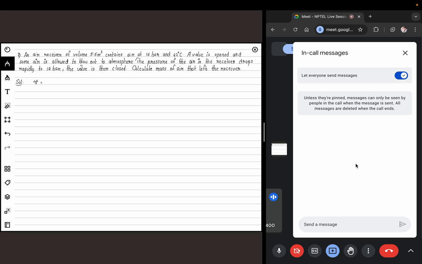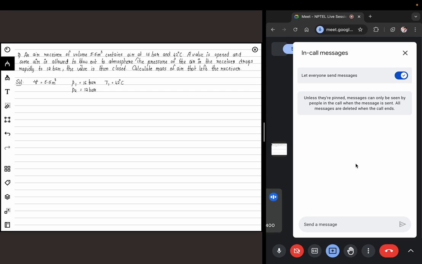So volume of the container is given, which is 5.5 meter cube, which is again a constant. So initial pressure is 16 bar. Initial temperature is also given, and then final pressure is given. To calculate the mass of air that left the receiver, all we have to do is calculate what is the initial mass, calculate the final mass, and the difference will give you the mass that has left.